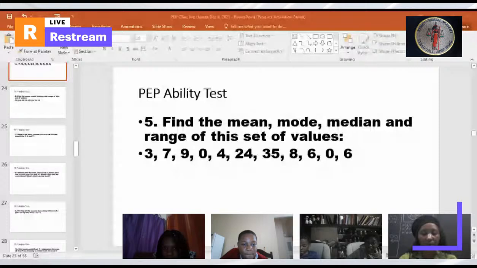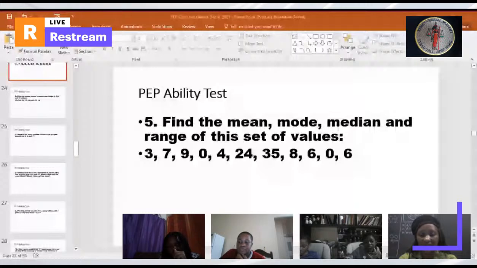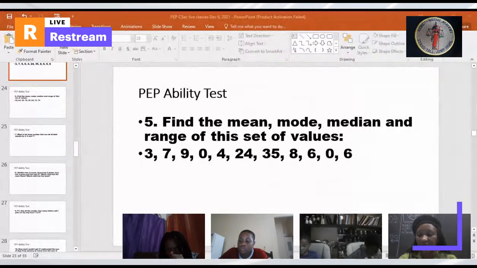0 and 6. Yes, miss, 0 and 6. So in this case, we have two modes, 0 and 6, and you can have any amount of modes. All right. What's the median?